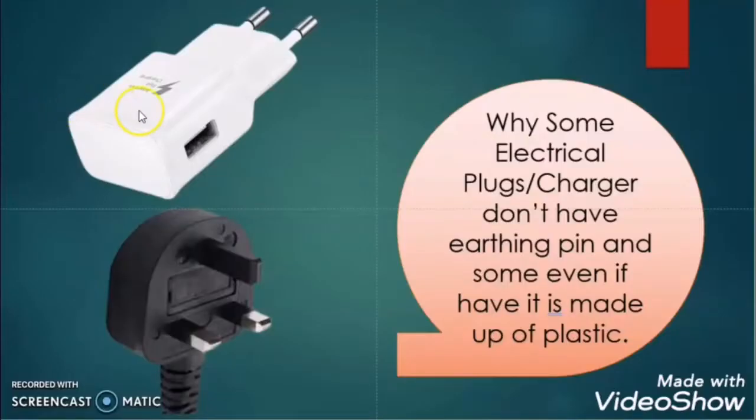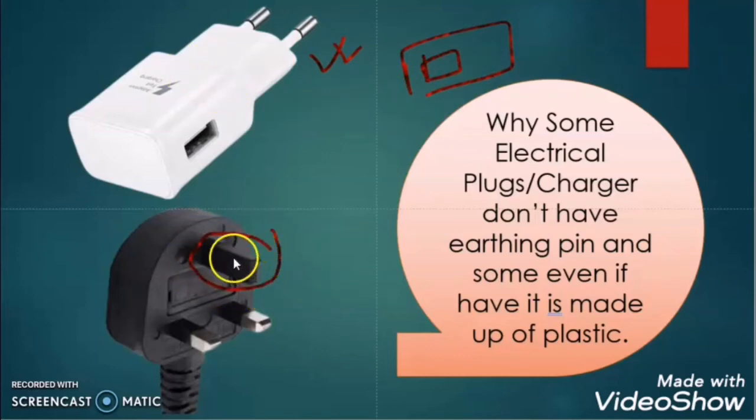Now it is clear that when there is a double insulation symbol on any equipment, then we can go for a 2-pin plug, 2-pin charger, or 2-pin adapter. But why is there a plastic pin? We can directly remove it and make it a 2-pin. But why again is there a plastic pin? The reason is very funny and very interesting.